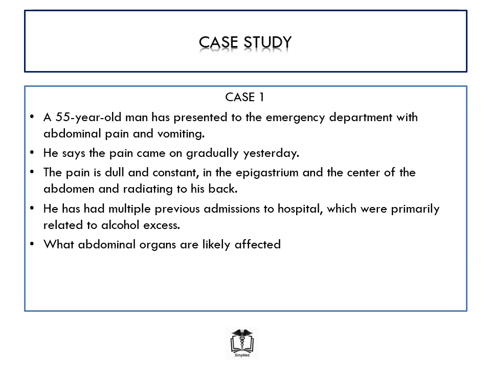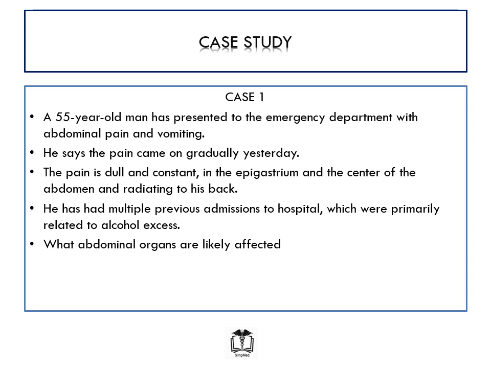A 55-year-old man has presented to the emergency department with abdominal pain and vomiting. He says that the pain came on gradually from yesterday. It was dull and constant. It's located in the epigastrium at the center of the abdomen and it radiates to his back. He has also had multiple previous admissions to the hospital, which were primarily related to alcohol excess. What abdominal organ is likely to be affected?